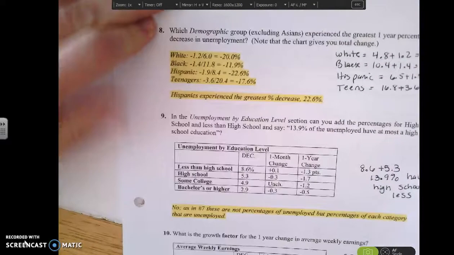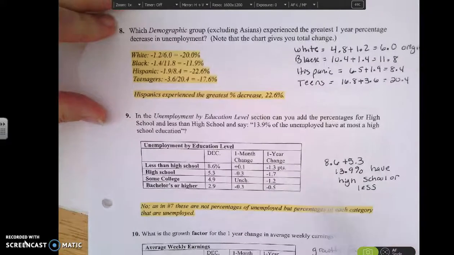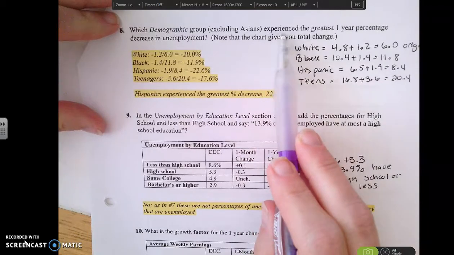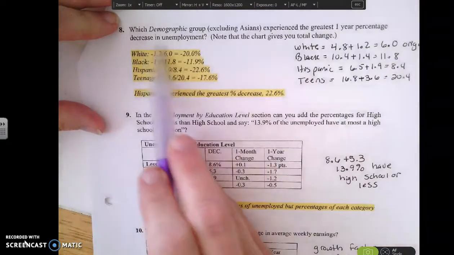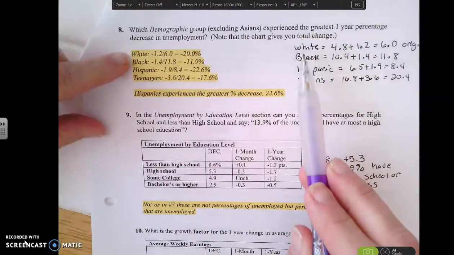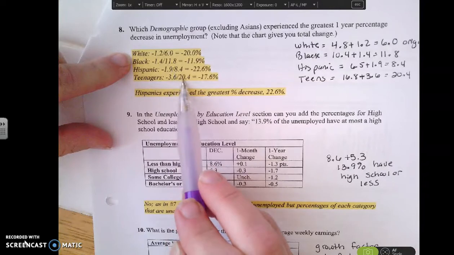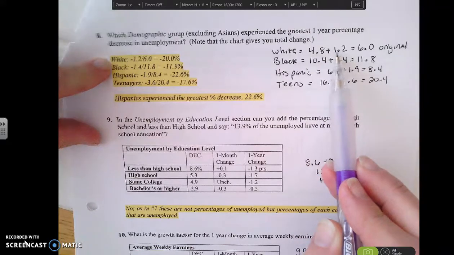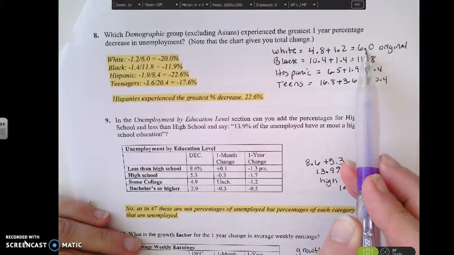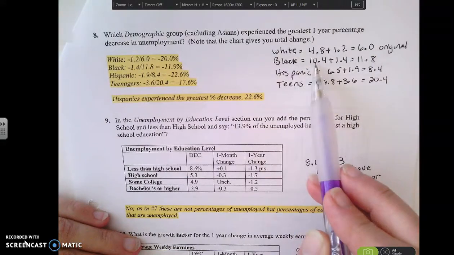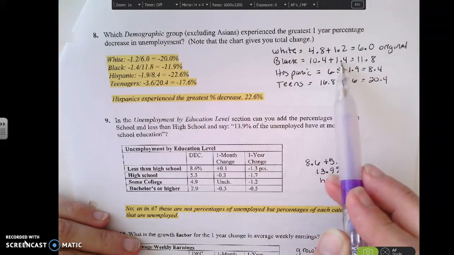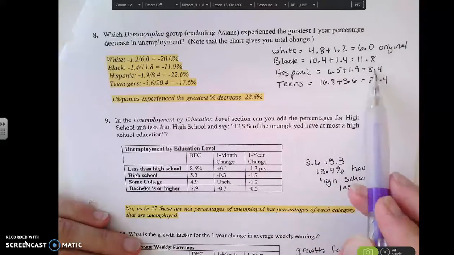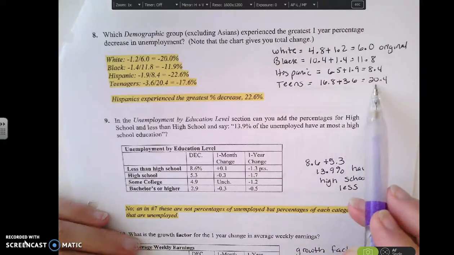All right, so then they ask you some more demographics about that chart. So which demographic group, excluding the Asians, experienced the greatest 1 year percentage decrease in unemployment? So one of the values in this chart, you have to know the original. So for whites, it was 4.8, but there was a decrease of 1.2, which means the original was 6.0. For blacks, it was 10.4. The original, it was a decrease of 1.4, so the original was 11.8. Hispanics was 8.4, and teenagers was 20.4.